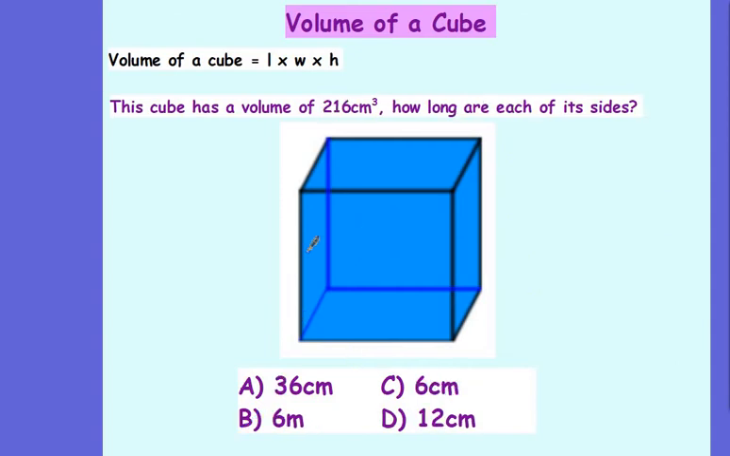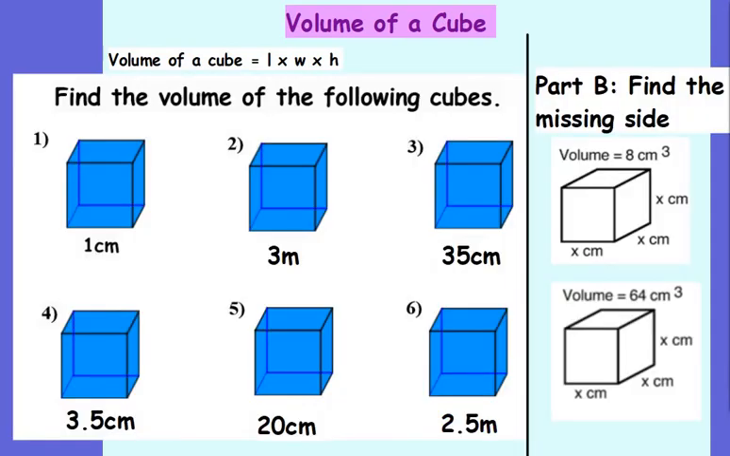Okay, year 8, how good are you? The volume of this cube's 216. How long are each of its sides? Okay, the correct answer this time is C, 6, because we've got 6 times 6 times 6, which would give me 216. Over to you, year 8, in your light blue books. Please pause the video for 10 minutes and have a go at these questions for me.